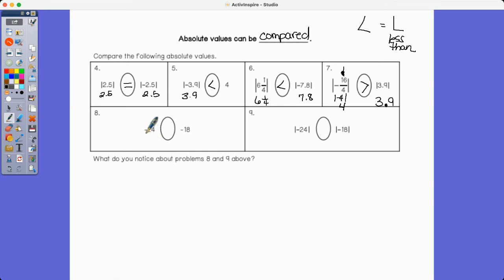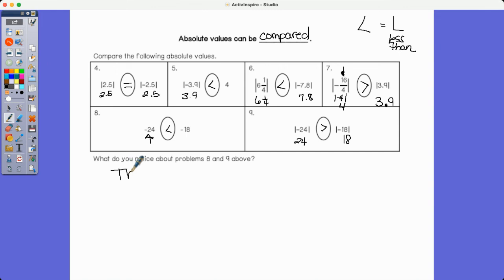Okay, now look at these. These do not have absolute value signs. So which one is smaller? Which one is further away from 0? Well, the answer is negative 24. So this is smaller. So negative 24 is less than negative 18. Look at this over here. And we notice now we have absolute values. And so now I'm comparing 24 to 18. And this is larger or greater than.